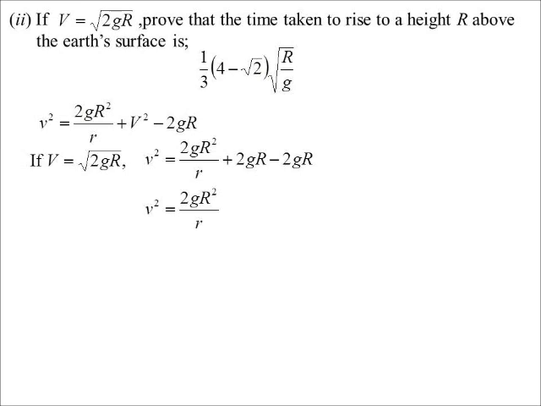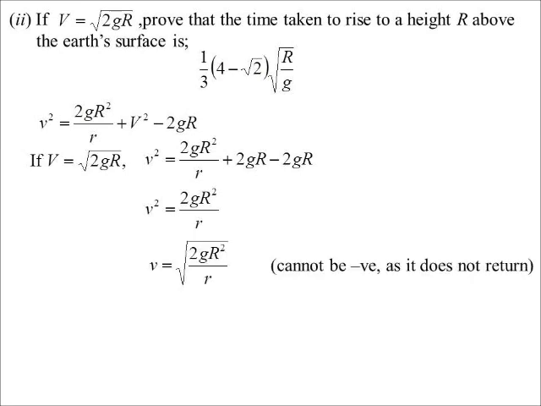I've just got a little equation like that. So V squared is 2G capital R squared on R. I have velocity squared in terms of displacement, so let's make it velocity. Again, I've made it the positive square root because it's not coming back, so I know it can't be the negative square root. So the square root of 2GR.